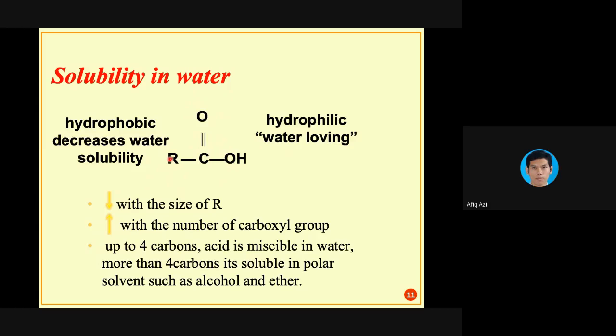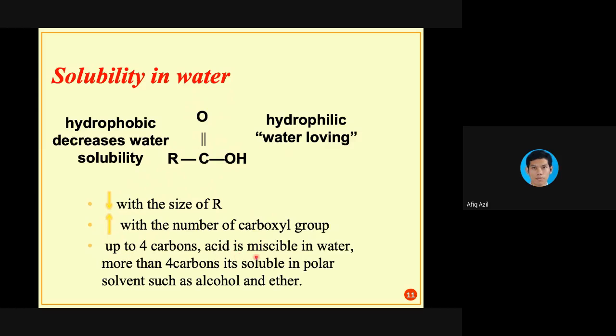So lower number, the solubility will decrease with the size of R increasing. It increases with the number of carboxyl groups. So let's say you have more than one carboxyl group present in the organic compound, then the solubility will increase. So over here it is stated up to 4 carbons, which is the R.